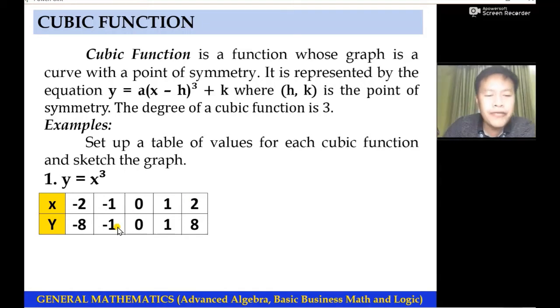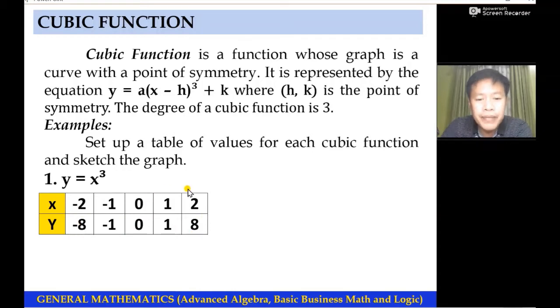Afterwards, we are going to solve for the value of y. If x is equal to negative 1, negative 1 times negative 1 is positive 1. Positive 1 times negative 1 is negative 1. Because exponent tells how many times the base is to multiply itself. Do not multiply the base and the exponent because that is very wrong. Now, if x is equal to negative 2, substitute negative 2 with x. Negative 2 times negative 2 is 4. 4 times negative 2 is negative 8.